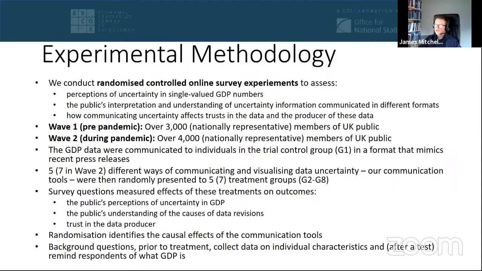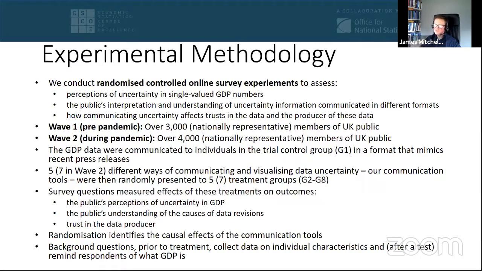So we collect those background questions, then we treat the groups with the communication tool, and then the survey proceeds commonly across the control and treatment groups by asking the public what they make of the GDP estimates, and indeed it asks the public how confident they are that GDP grew by the exact rate indicated in the mock press release, and it asks them to provide some probabilistic assessments of how sure they are GDP grew within particular confidence bounds.